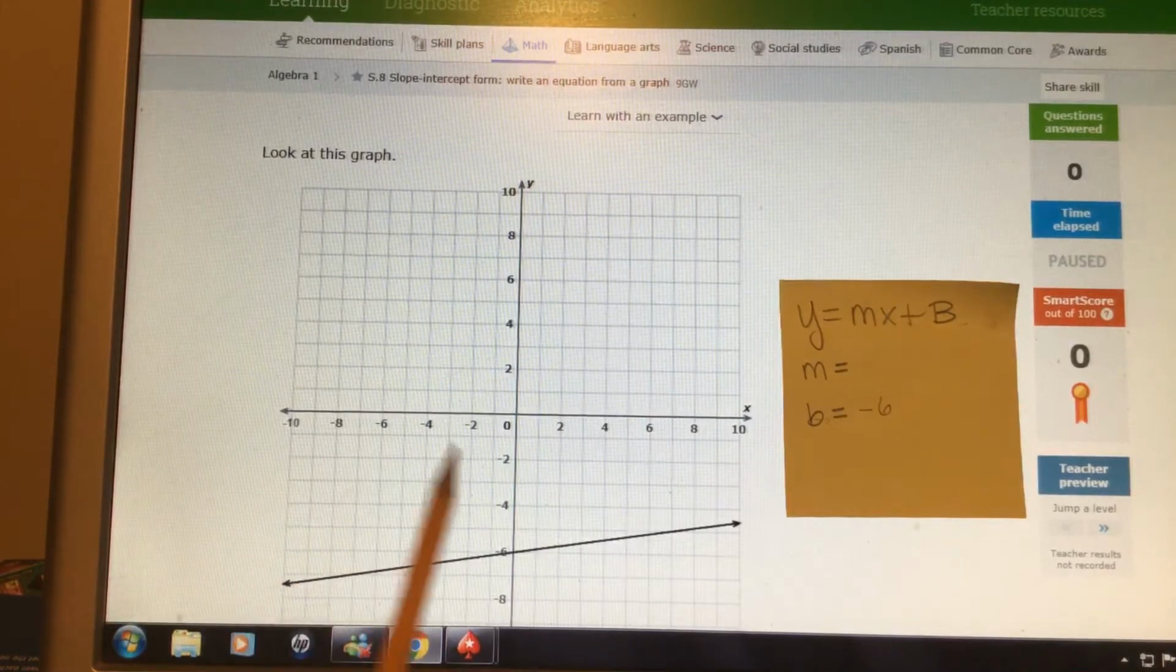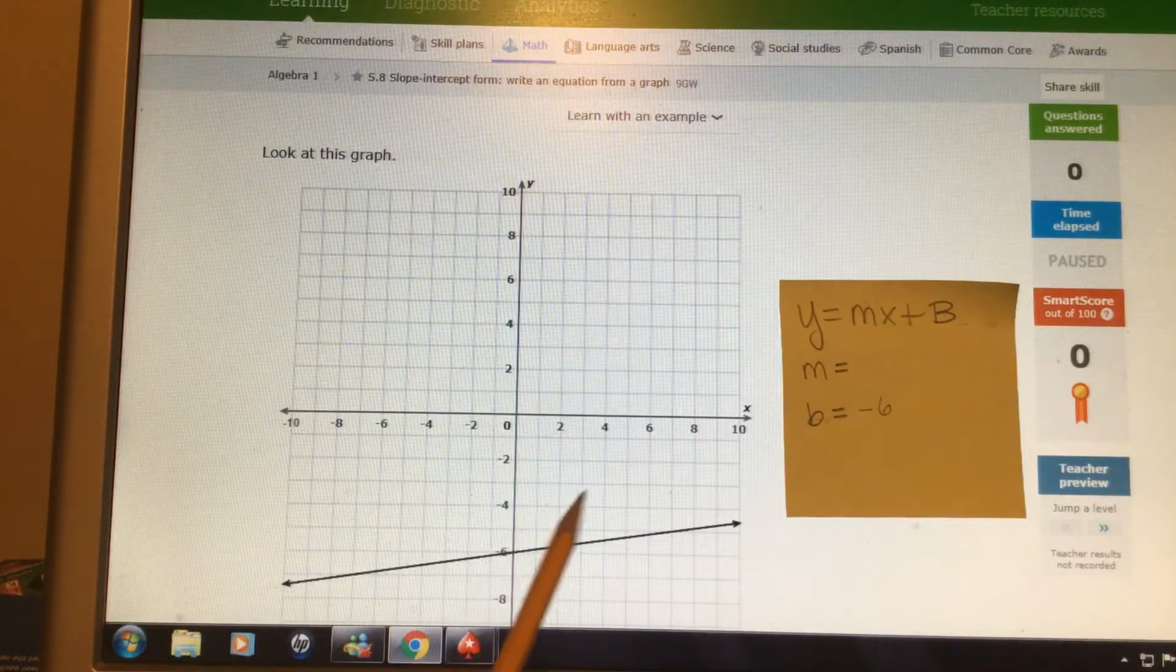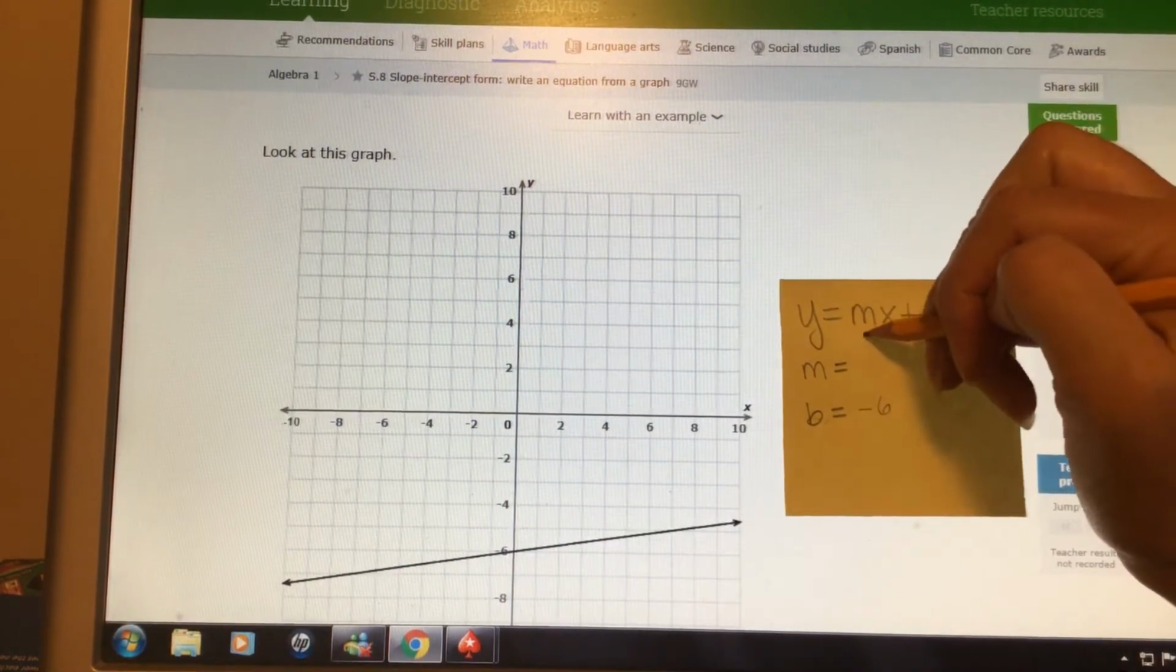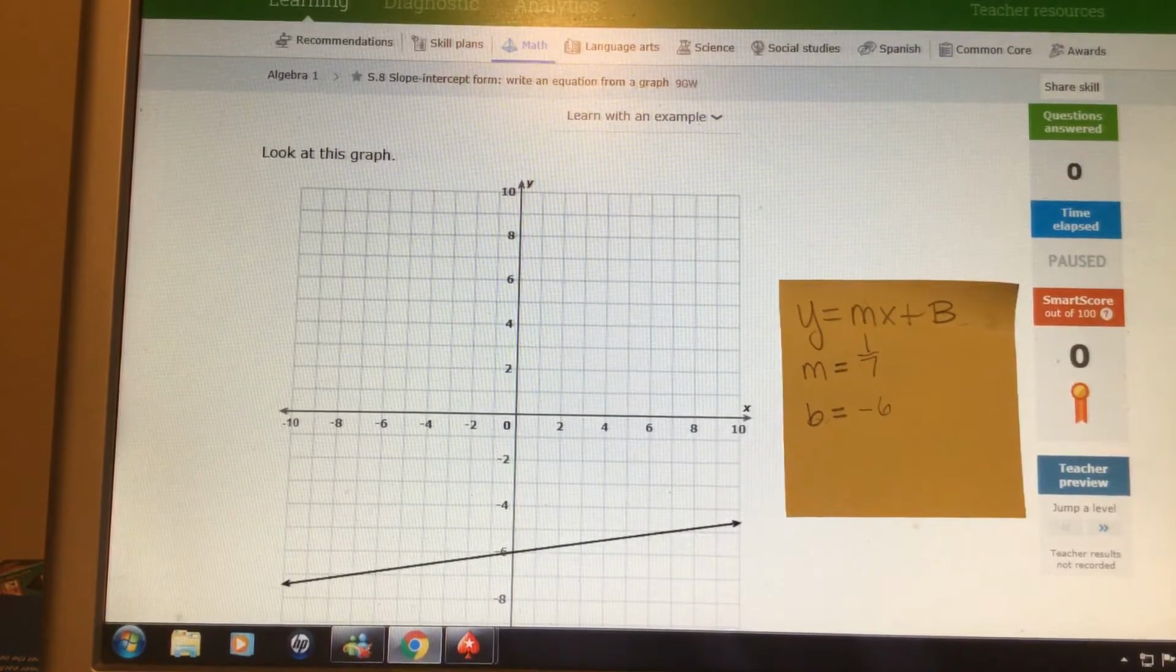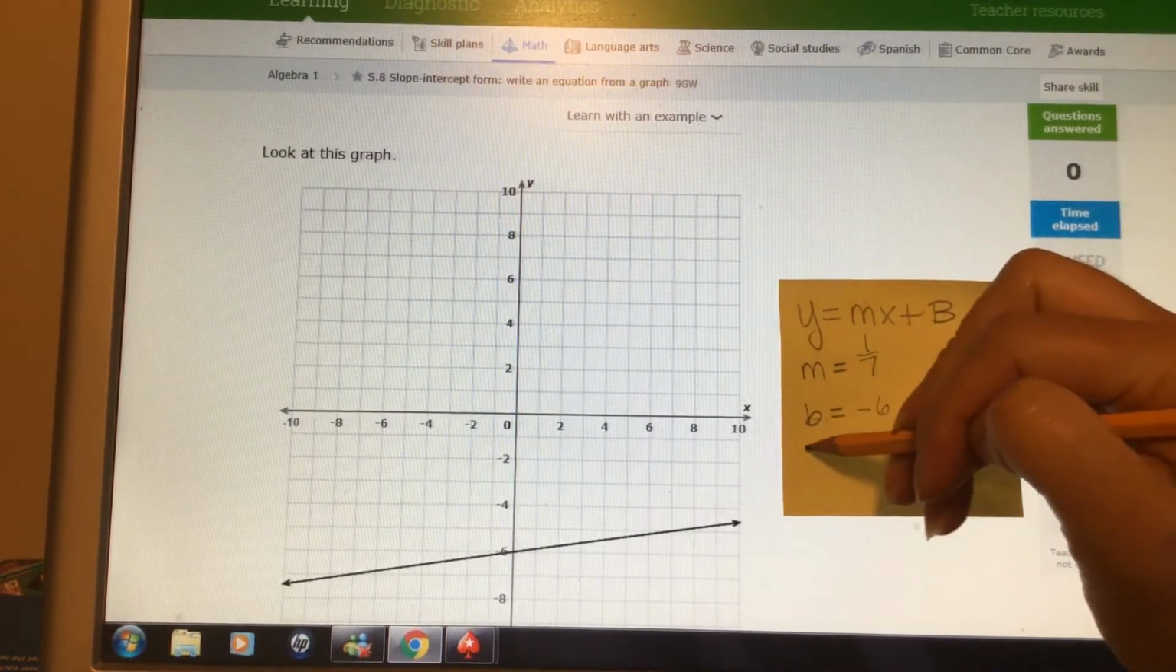Now I find, where does the line cross a corner? I see it crosses a corner here. And I see it crosses a corner here. So I'm going to rise and run, remember? So I go up 1 and then over 1, 2, 3, 4, 5, 6, 7. So my slope would be positive 1/7.